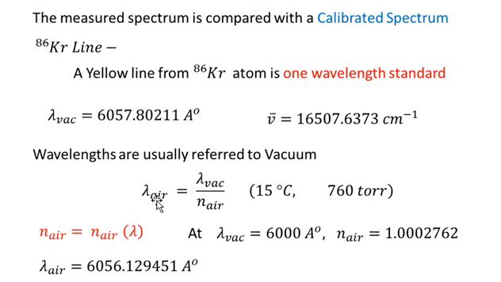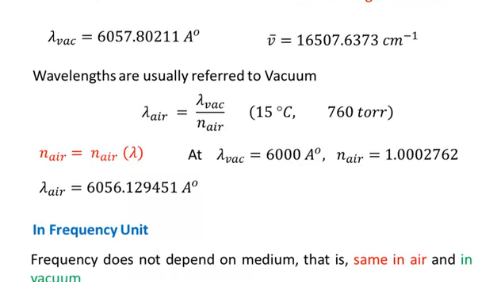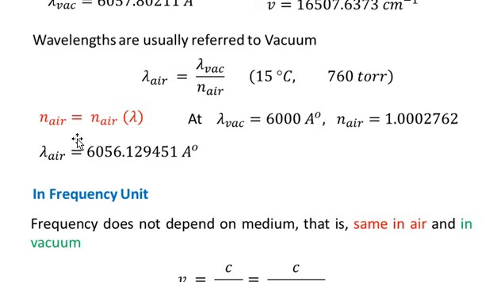So when we are talking about lambda air, it means that we are carrying out our measurements at 15 degrees Celsius and 760 torr of pressure. So N air, that is the refractive index of air, is of course a function of the wavelength of light. So at different wavelengths, the refractive index of air will appear to be a different quantity.